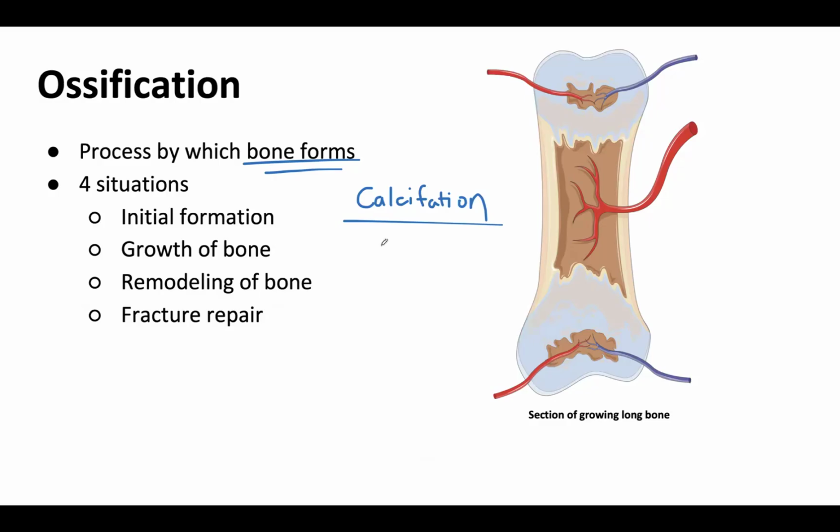And ossification occurs in four main situations, including initial growth, which is what we will discuss in more detail here, growth of bone. We will introduce some concepts here and in other videos as well. Remodeling of bone. So bone is a dynamic structure and it changes throughout your life. And lastly, bone can form in fracture repair, and we will discuss these last two in a separate video.